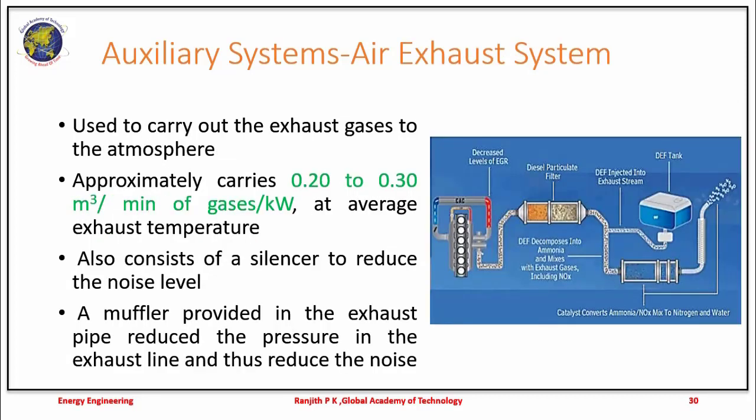The exhaust system is basically needed to carry the exhaust that is generated from the engine. The typical values include 0.2 to 0.3 meter cube per minute of gases that are produced for every kilowatt of power that is generated, considering the average exhaust temperature. It also consists of a silencer to reduce the noise level. A muffler is provided in the exhaust line, basically to reduce the pressure and indirectly reduce the noise.